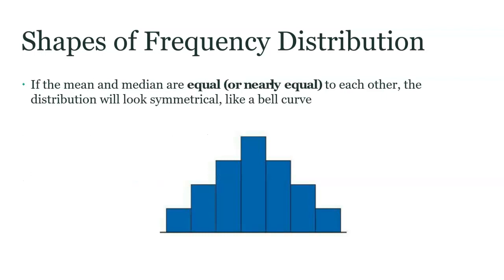So let's take a look at what this means. If the mean and the median are nearly equal, or if they are equal to each other, the distribution will look like a bell curve, where we see the peak in the middle, and we see it symmetrically leveling off and sloping down on either side.